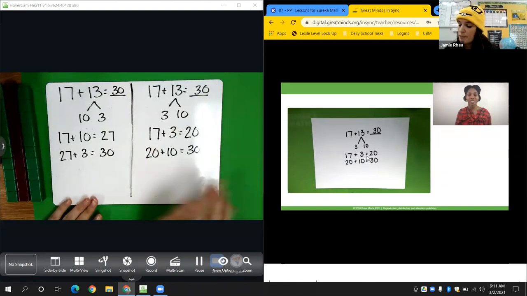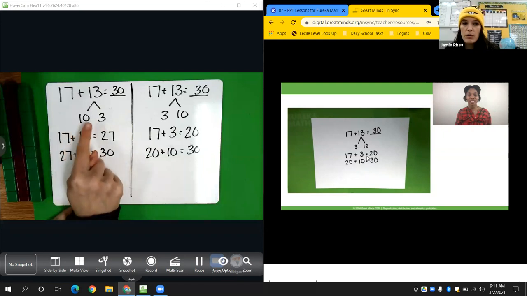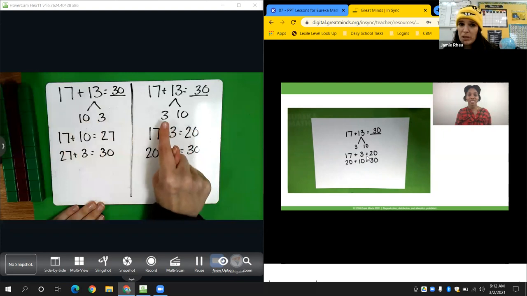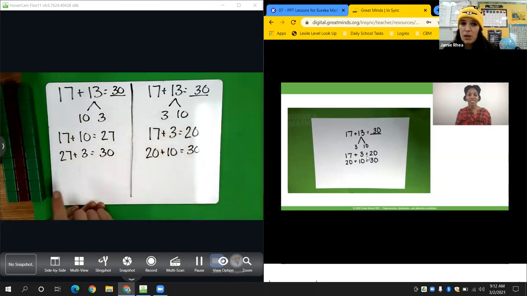So let's look at it. You can see that when we broke apart 13, we still got 10 and 3. We just put the 3 first, okay? We still have the 10 plus 7, or 17 plus 10 here, we got 27, and then we said 27 plus 3 is 30. We added the 10 first.